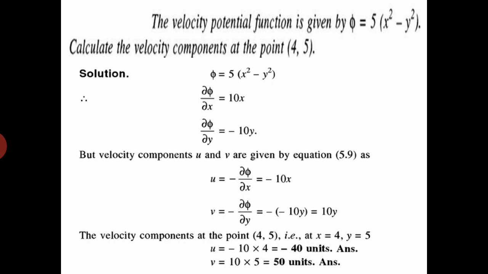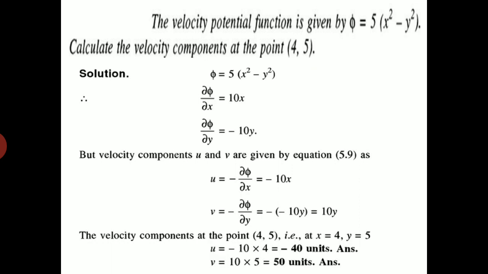Now the first numerical. The velocity potential function is given by φ is equal to 5 into bracket x square minus y square. Calculate the velocity components at the point 4, 5. So what is given in the numerical? We have been given φ, the velocity potential function, and we need to calculate the velocity components, that is u and v, at the point x is equal to 4 and y is equal to 5. So let us solve it.